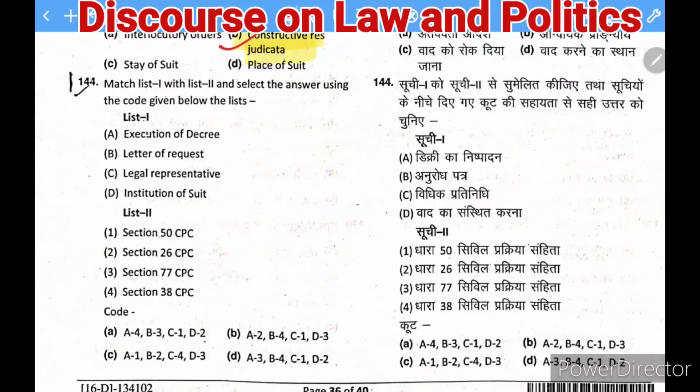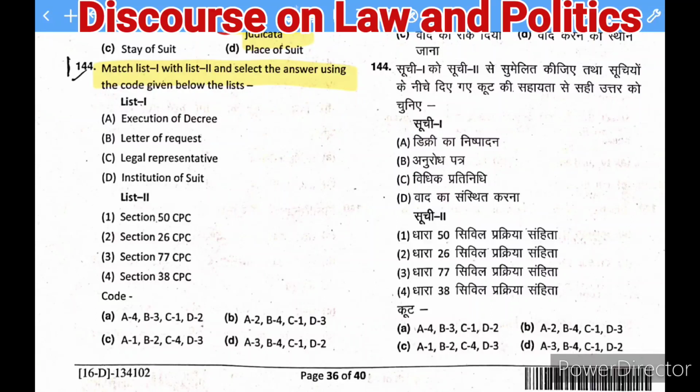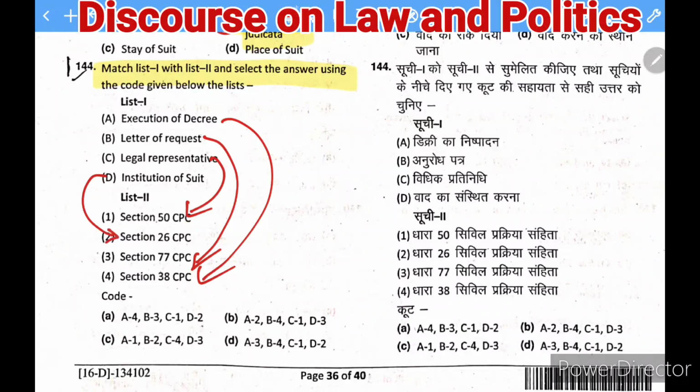Moving to the next question. Again the question is from matching the list. So many questions are from matching the list. Now again we have to do the matching of the list here. List 1 is about the execution of decree. Execution of decree is in section 38 of the CPC. Letter of request is in section 77 of the CPC. Legal representative is in section 50 of the CPC. Institution of suit is in section 26 of the CPC. So the right answer of this question is A.